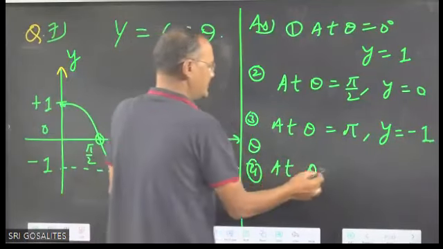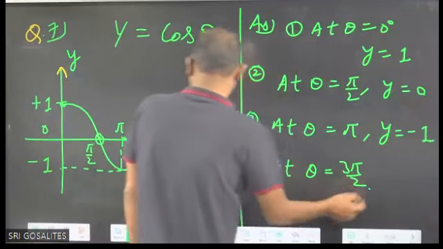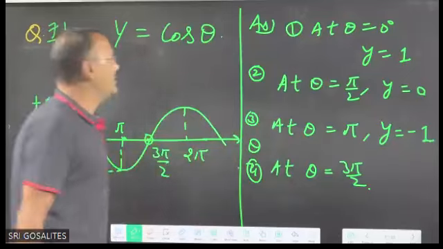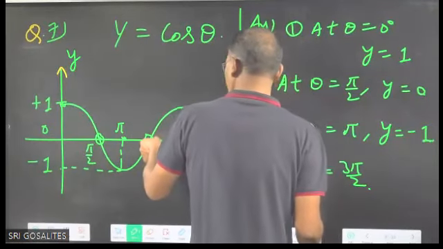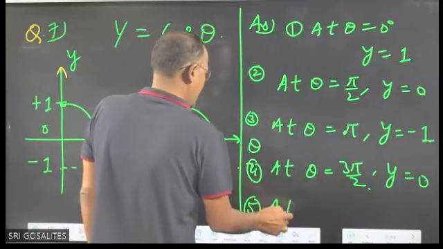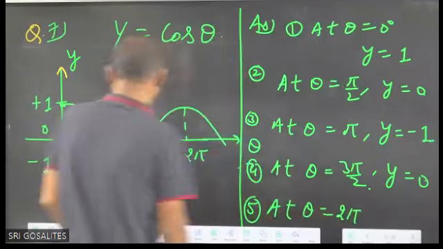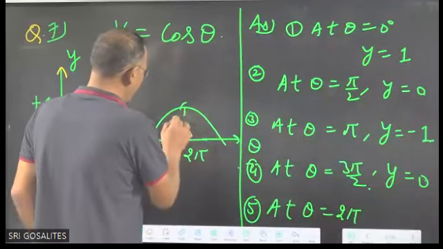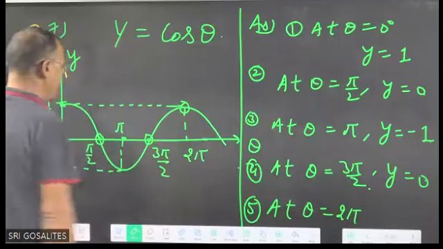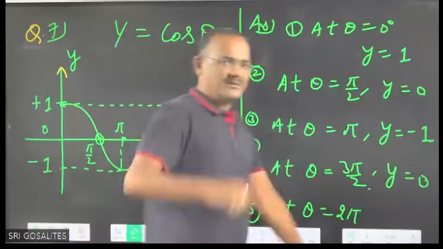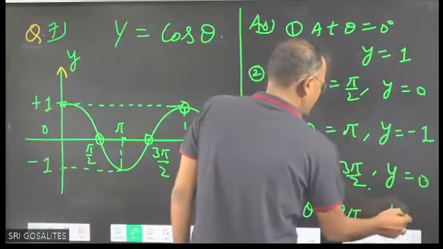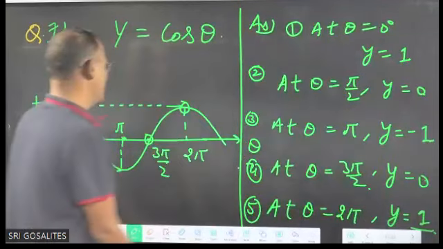Number 4: at theta 3 pi by 2, this location, means 3 into 90, 270, cos 270 is 0. At theta equals 2 pi, the function is repeating its value at the same location. It is the time period. What is the time period? The time after which the position is repeated is one cycle. So it will be again 1. This is the cos curve.